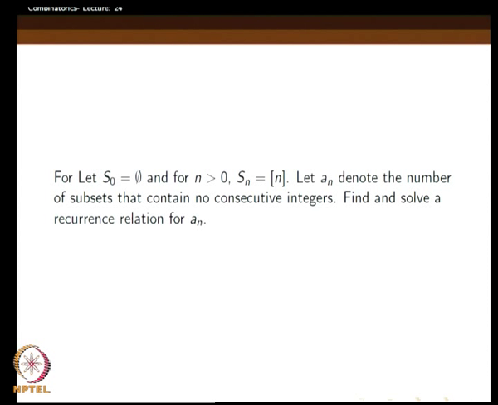The next one is a slightly different problem that also has Fibonacci numbers hidden in it. Let S0 be equal to the empty set, and for n greater than 0, let us define Sn to be 1, 2, 3 up to n, the first n positive integers. Now let An denote the number of subsets of Sn that contain no consecutive integers. Find and solve a recurrence relation for An.